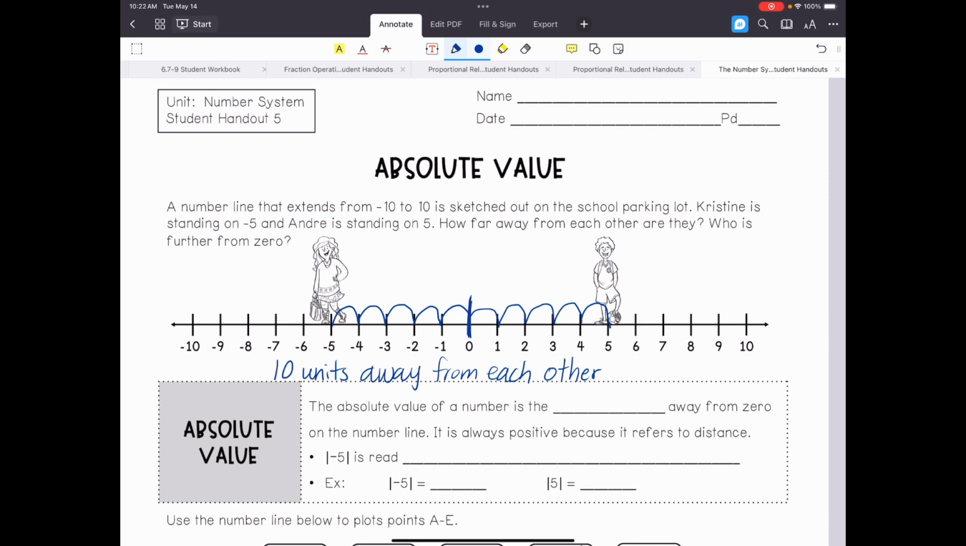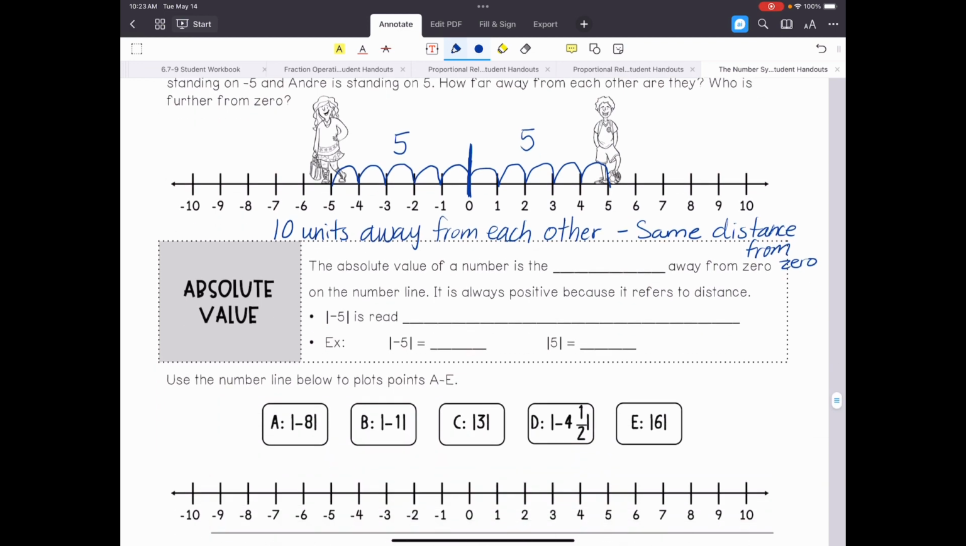And so the second question asks, who is further from 0? Well, we did that. We counted that. Christine is 5 units, and then we had to go from 0 to Andre, who is also 5 units. So 5 units this way and 5 units that way. So they are actually the same distance from 0. And again, we're not talking about positives and negatives in this case. We're talking about how far away from 0 the number is. And so it's just a set number of units that's a positive value. So same distance from 0.